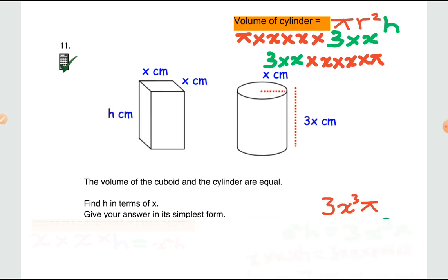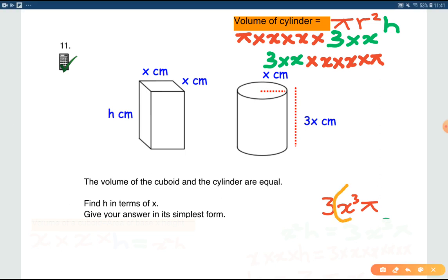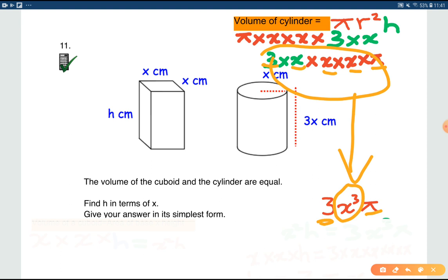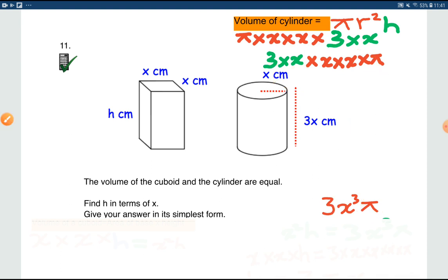So now I have all the x's together, which is x cubed, because I had 1, 2 and 3 x's. The numbers at the front, we usually write the number at the front, and the pi is just there. So this has just been rewritten like this. So now we have the volume of our cylinder here, nice and tidy.